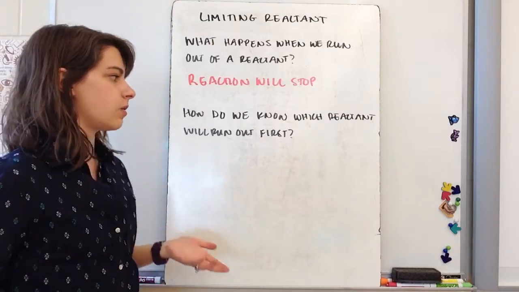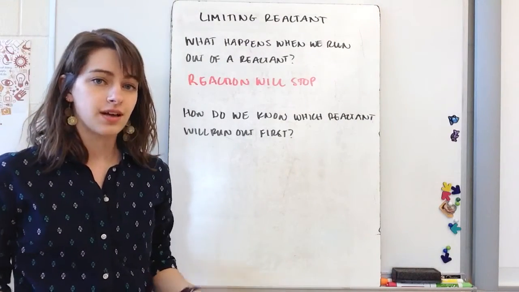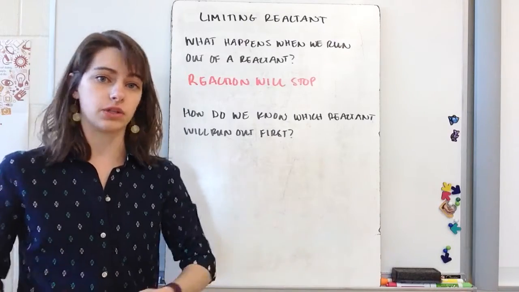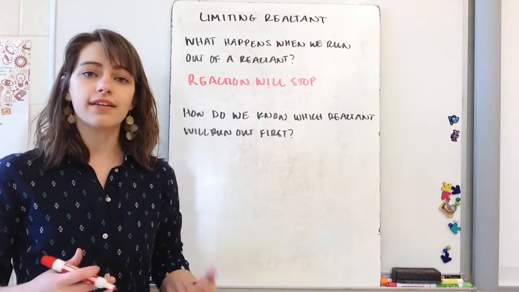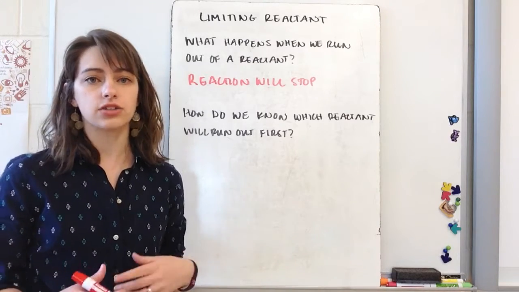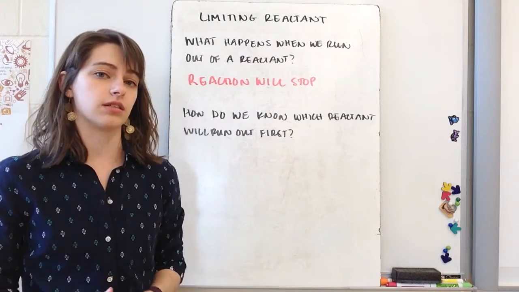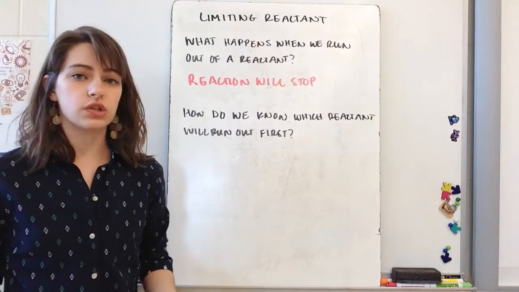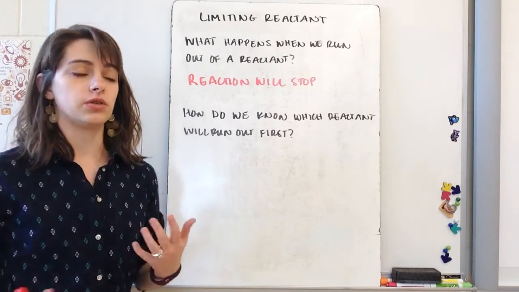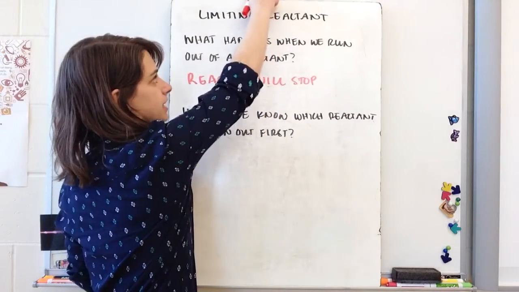But then how do we know which reactant's going to run out first? Well, you can't just look at a problem and know, oh, clearly that one's going to run out first. We have to compare mole ratios. We have to actually do a little extra math to figure out which is going to be our limiting reactant. So let's look at how we do that. Let's look at a mole-to-mole stoichiometry problem to kind of work our way into this limiting reactant idea.